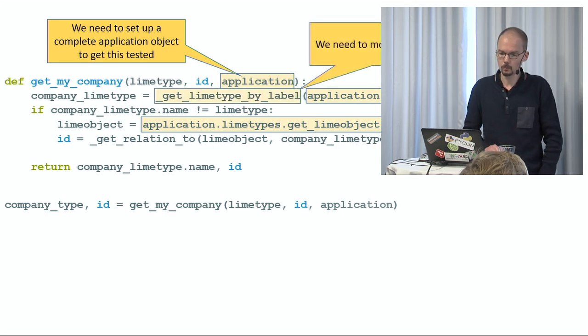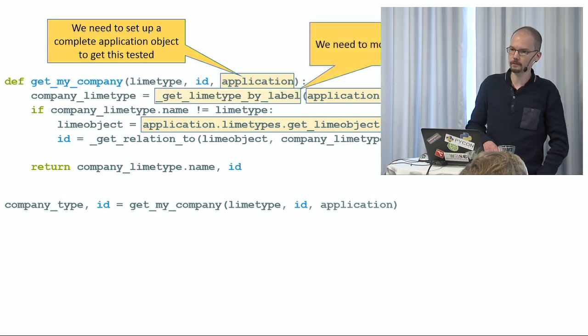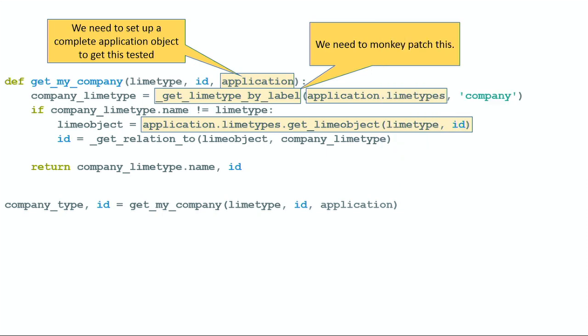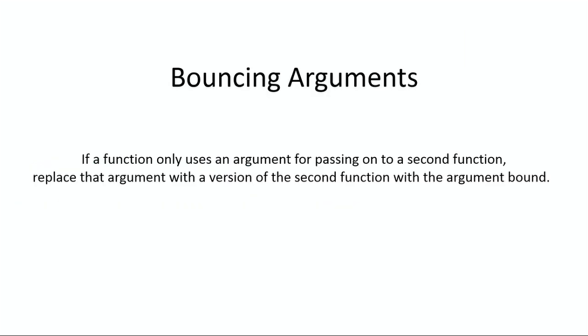And we still need to monkey patch one of these functions because that will otherwise go out and touch the database. And I think we can do better than this. So this function suffers from what I like to call the bouncing argument syndrome. And that is when you have arguments to a function that aren't used at all in the internal logic of this function. They're only used to pass on to other internal functions.